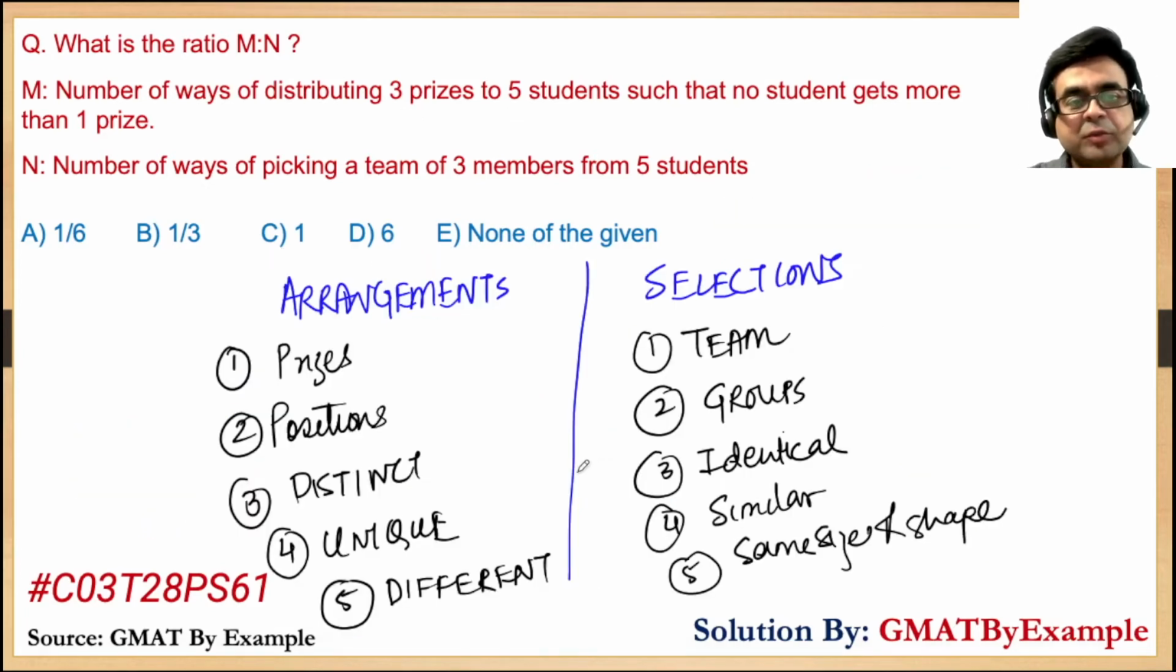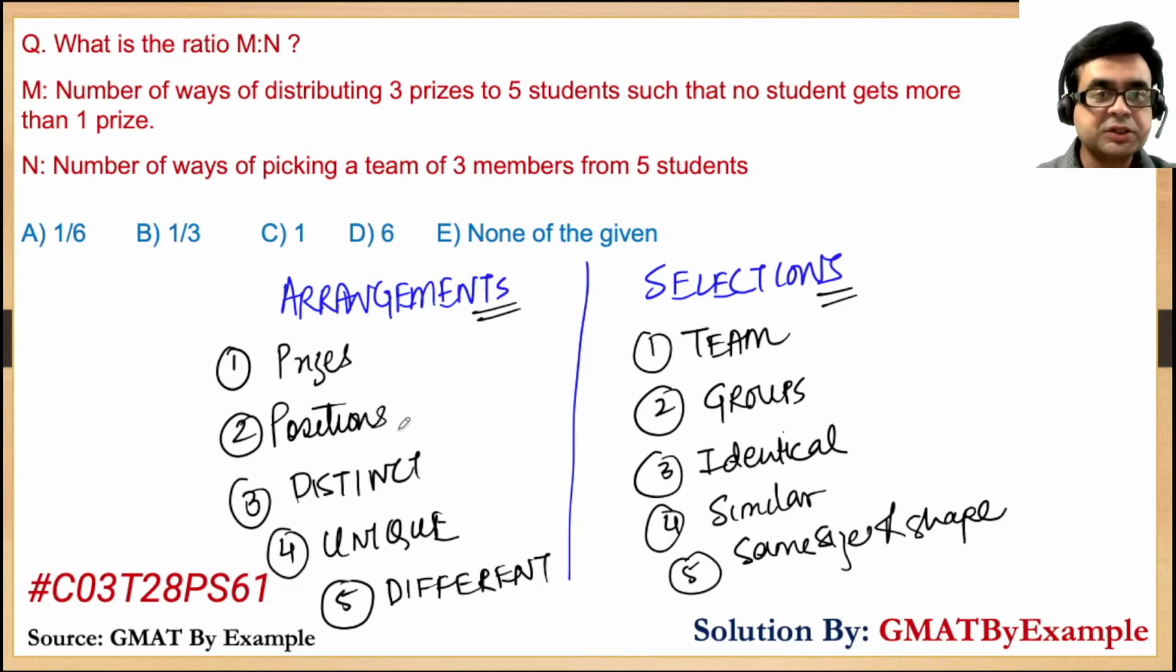Okay, so here are some of the terms that should trigger arrangement versus selections question, at least in your mind. Some of these terms may be there as a trap, so just make sure you understand the context when you are looking at these terms. So prices, positions, distinct, different, unique, all of these words should trigger, oh, arrangement is important in your mind.